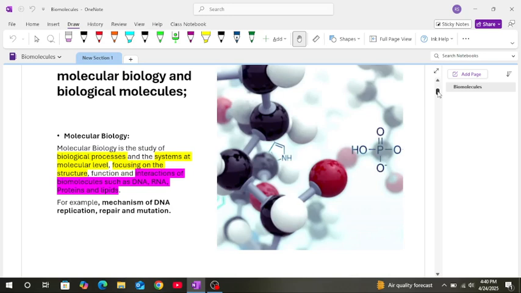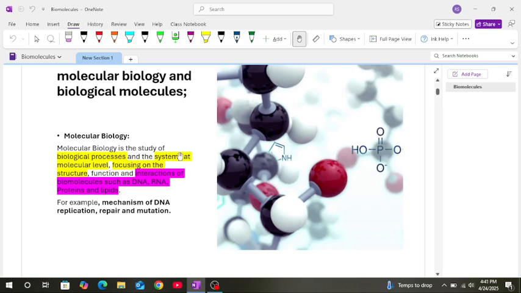As I have mentioned before, molecular biology is a branch of biochemistry, and it conveys information related to biological processes and the molecules present in a particular organism, and it focuses on the chemical structures of biological molecules. For example, DNA, as you can see over here, RNA, proteins, and lipids.